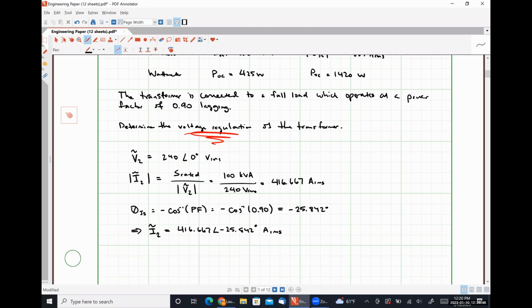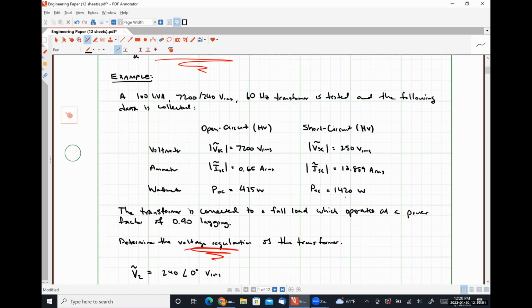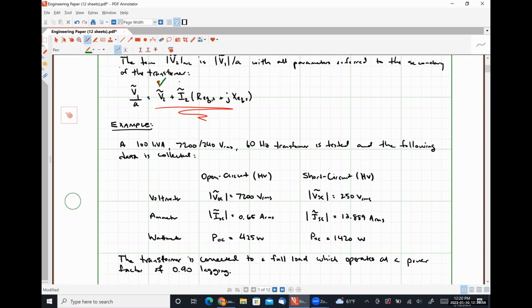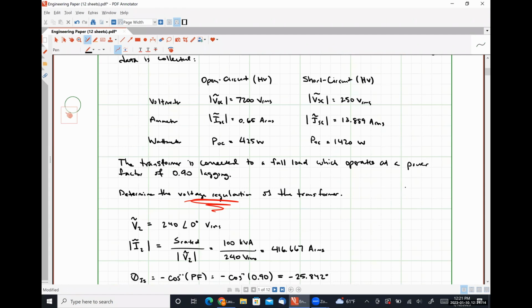So I'm just going to scroll up here real quick. We figured out what V2 is. We figured out what I2 is. So now we need to figure out what effectively the equivalent impedance of the transformer is, referred to the secondary or low voltage side. Okay. One thing that I want to point out here, we don't need to know what the core resistance is or the magnetizing resistance. We only need the series components for this, okay?